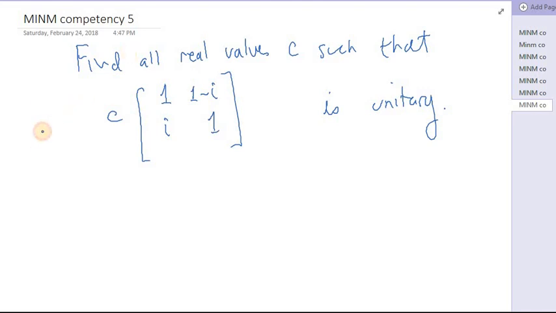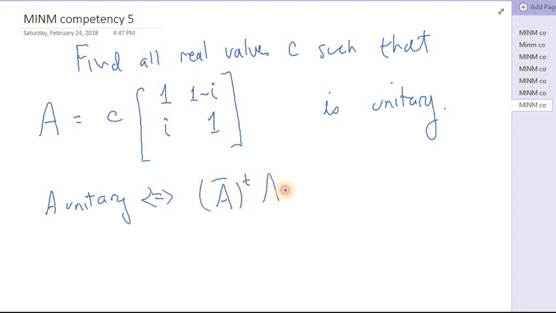Okay, so let's call this matrix A. And A is unitary means that, not unity, unitary. A is unitary. That's the same thing as saying that A conjugate transpose times A is equal to the identity. Right? Now what is A conjugate?